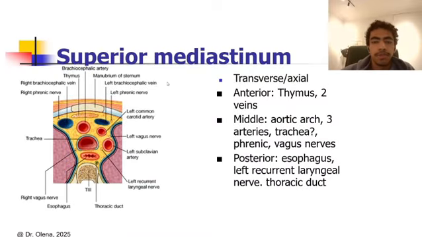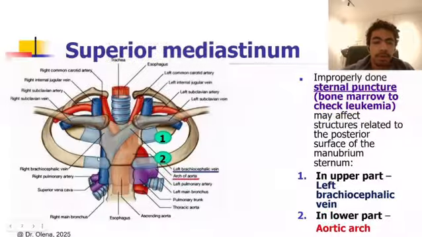Now, as for the superior mediastinum, in the anterior we have the thymus, and we have the left and right brachiocephalic veins. In the middle we have the aortic arch and its vessels, as well as the vagus and phrenic nerves. Also, the trachea is found in the middle. While it is posterior to the thymus and the vessels, overall it is found in the middle superior mediastinum. In the posterior, we can find the esophagus, the left recurrent laryngeal nerve, as well as the thoracic duct.